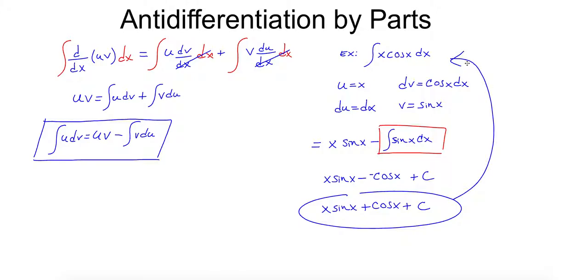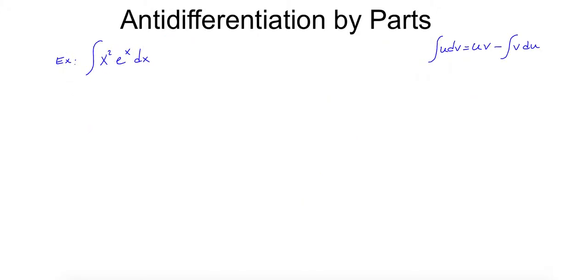Okay, let's try one more example and see where it can get a little bit more challenging. Okay, and so let's say we had this example here. We have x squared e to the x dx, and again, we're going to use our anti-differentiation by parts formula over here. So the first thing we want to do is pick something for u, and pick something for dv. u has to be something that's easily differentiated. So x squared is easily differentiated, so is e to the x.